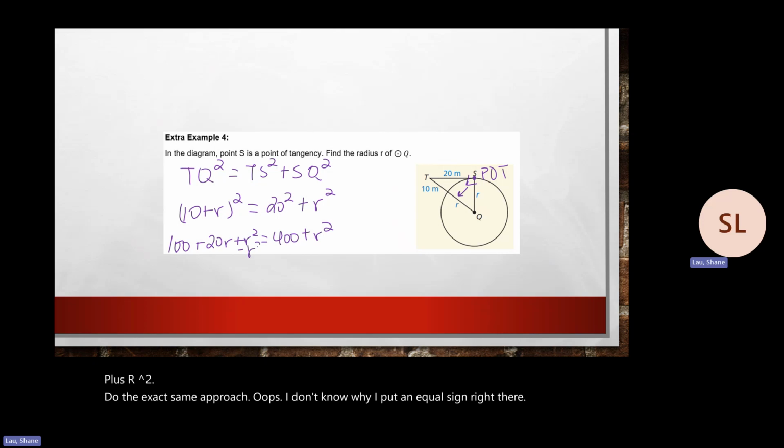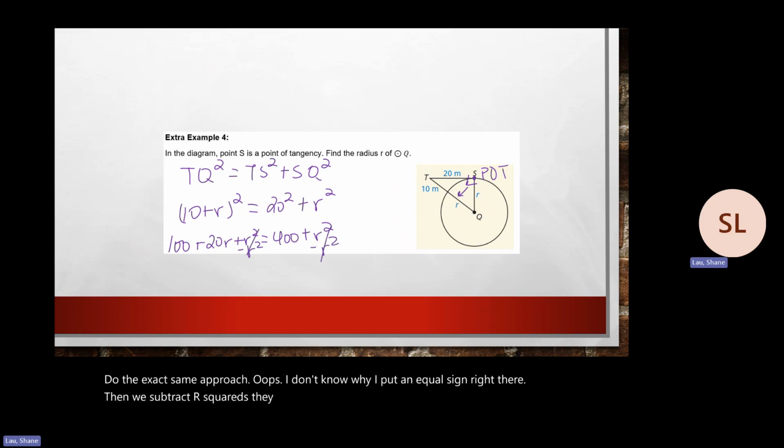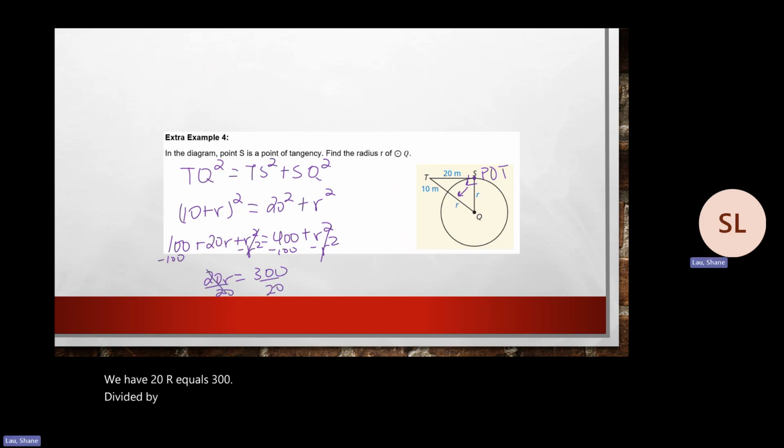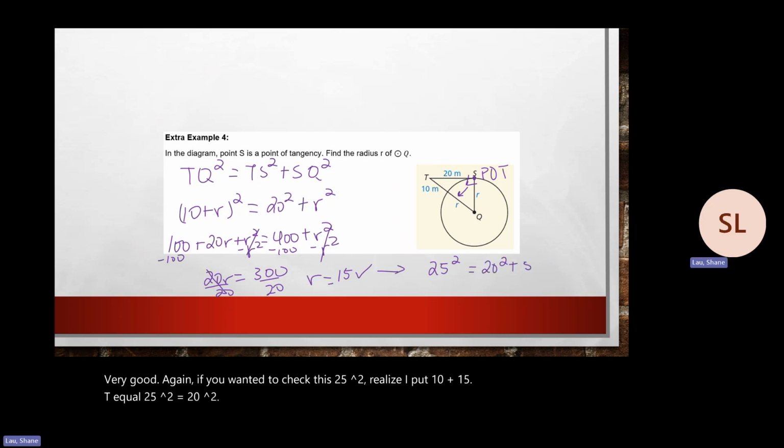Then we subtract R squareds. They cancel on both sides. Subtract the 100 on one side. You have 20R equals 300. Divide by 20. Divide by 20. R equals what? 15. Yep, 15. Very good. Again, if you wanted to check this, realize I put 10 plus 15 to equal 25 squared equals 20 squared plus 15 squared. Okay, that's how you check your work.